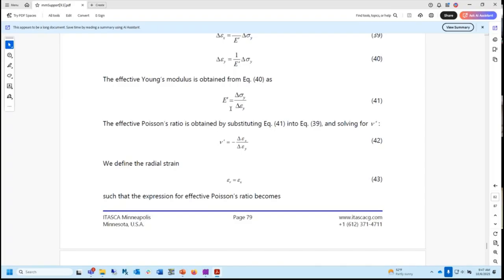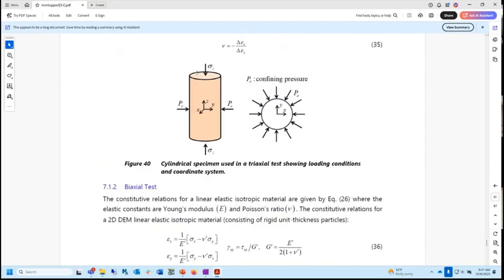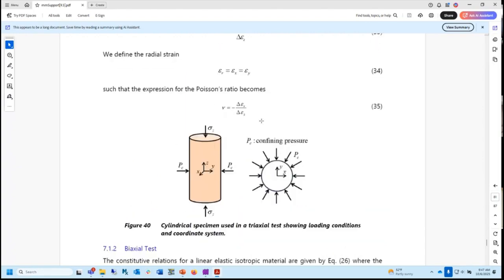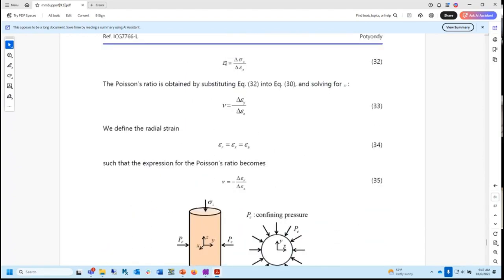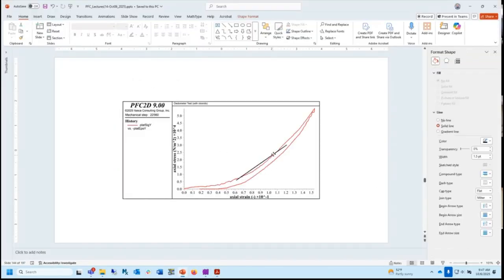PFC3D does not require this weird E prime and nu prime, because PFC3D is a 3D thing of grains, and there's no weird cylinder business going on here. So PFC3D satisfies all the conditions of a true triaxial test. Thus, you can compute the real E and nu by these relationships. Okay? Does that make sense? Yes. Sort of? Questions? Okay.